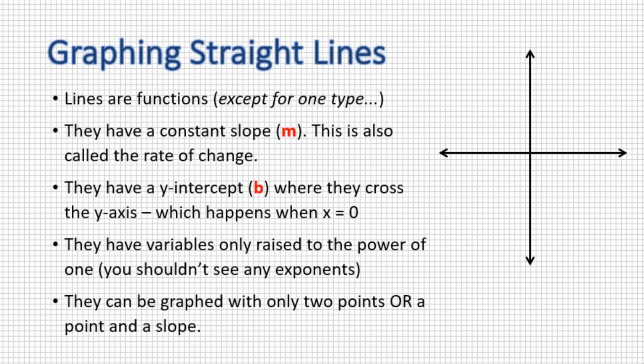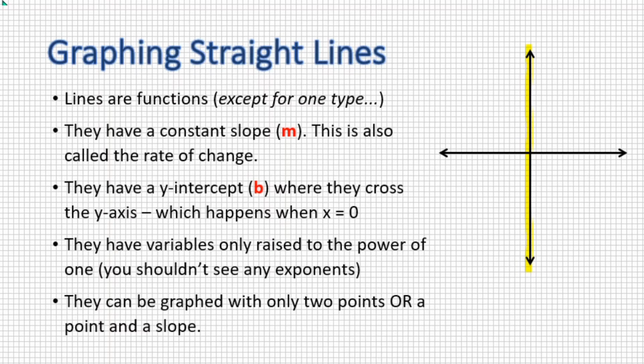Now we're going to head over and graph some straight lines. Lines are functions, except for vertical lines, and we'll get into that a bit later. They have a variable m, which represents the slope. This is the rate of change, rise over run. We'll talk about it a bit more. They have a y-intercept b. So wherever you cross the y-axis, that is your b.